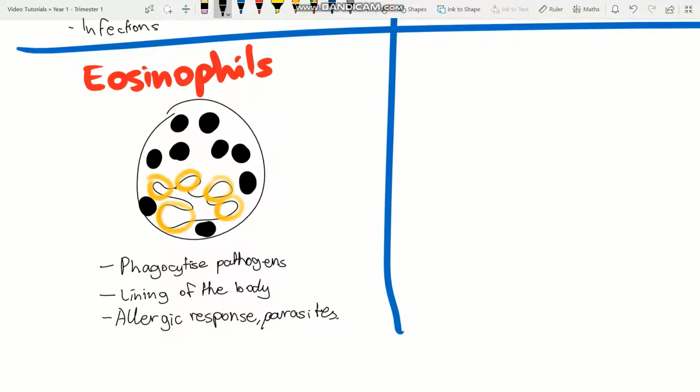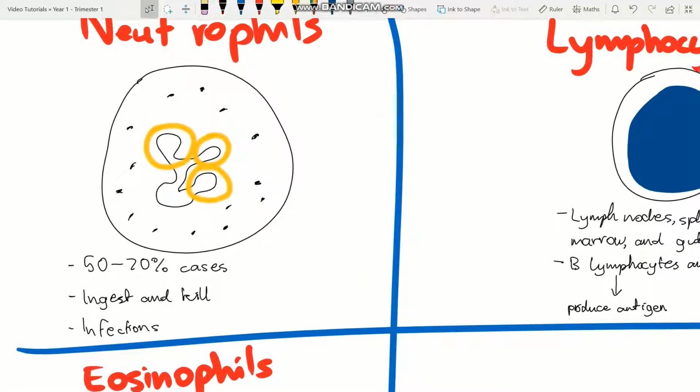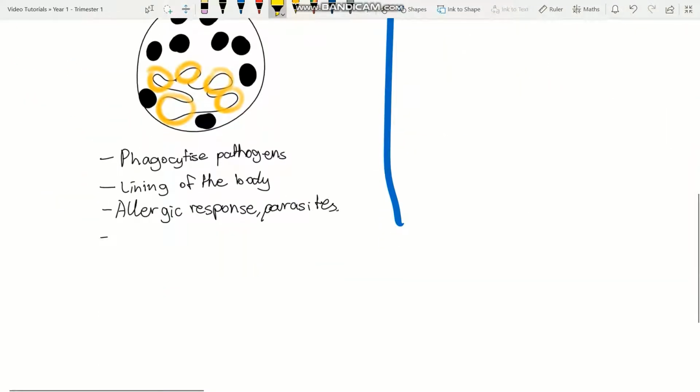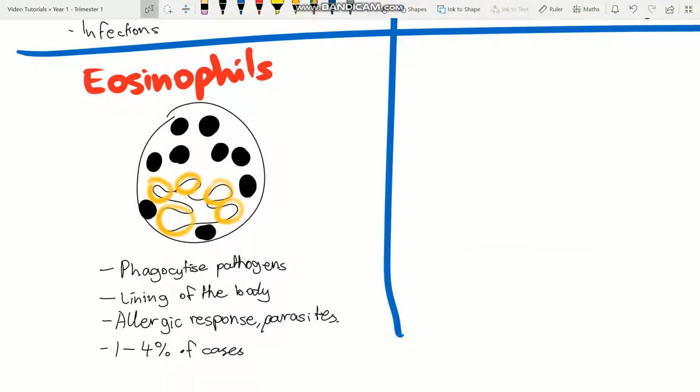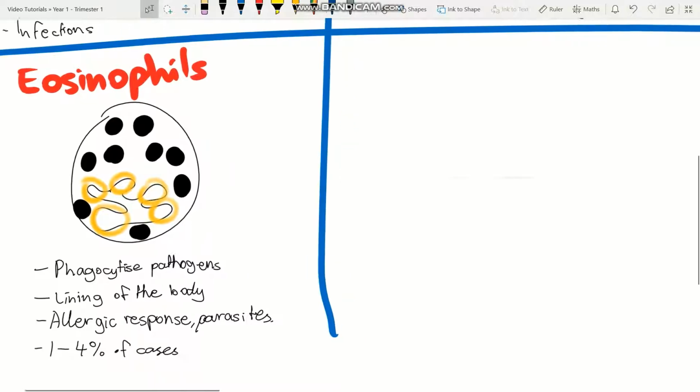Also, another difference against neutrophils is that unlike these cells, which are present in 50 to 70% of cases, eosinophils are only present in 1 to 4% of cases. Therefore, unlike neutrophils, they're present in a much smaller amount, and therefore their response in terms of a particular pathogen is much less pronounced.